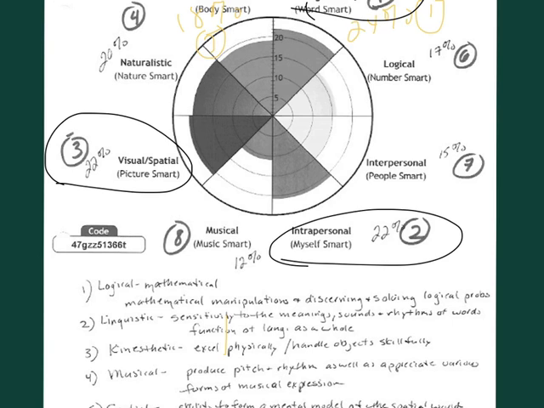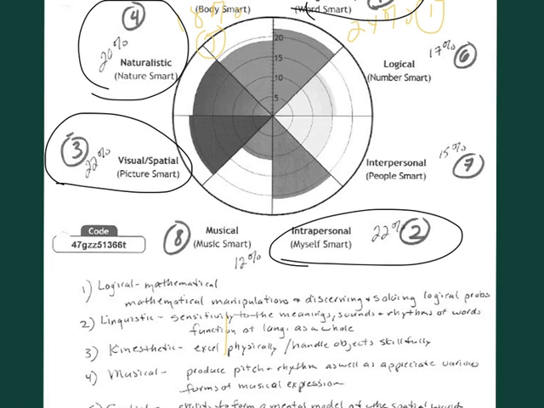In fact, interpersonal and visual spatial were the same. And then my 4th choice would be nature smart, 20% there. Okay, so I enjoy being able to classify things. I have a sensitivity to the world around me.